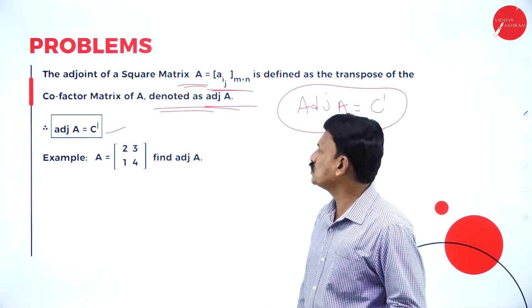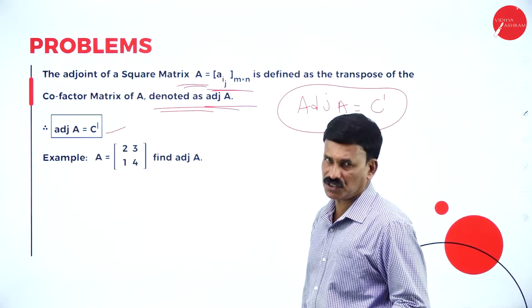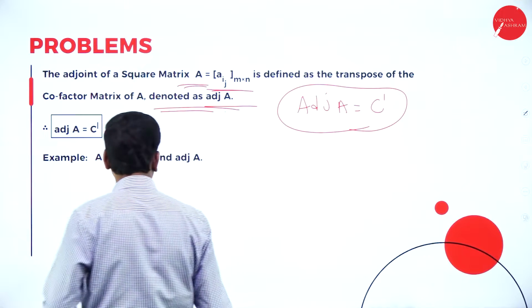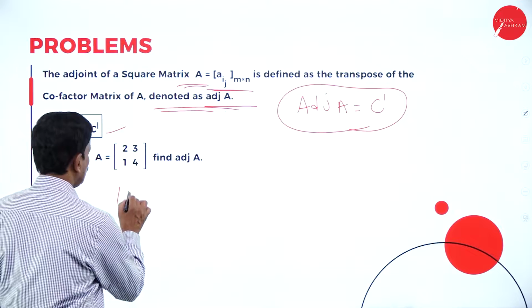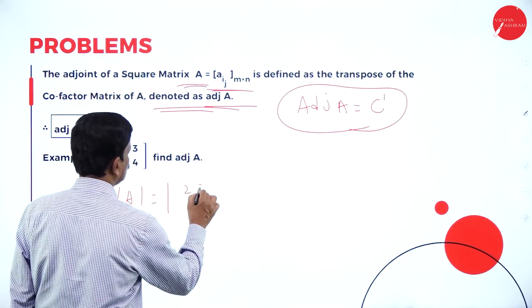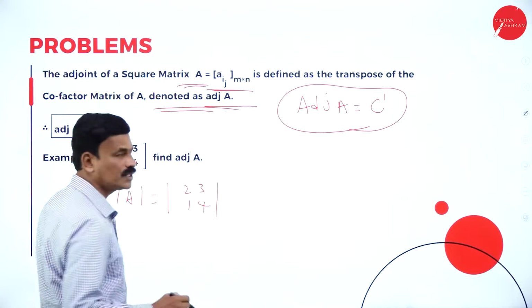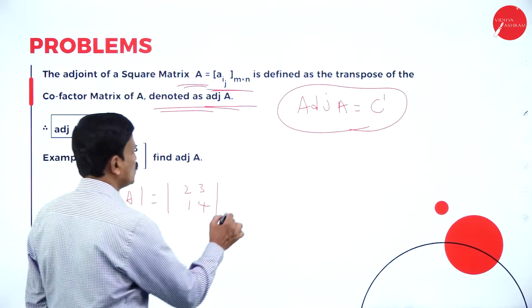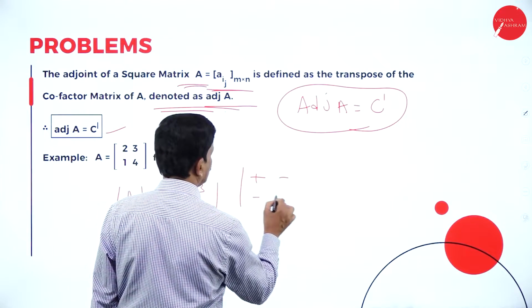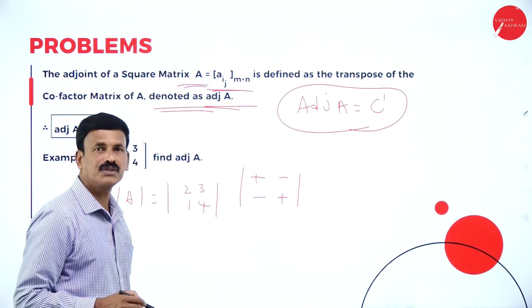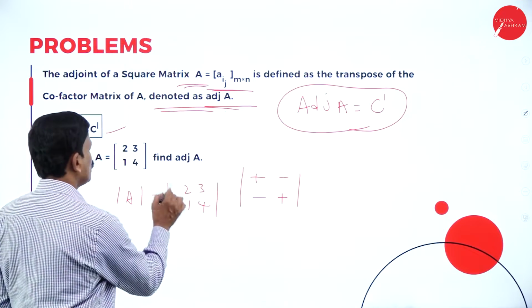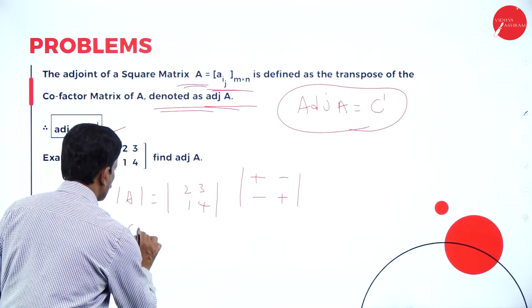If A is equal to 2, 3, 1, 4, find the adjoint of A. Now, just find out the adjoint of this. So, determinant of A is equal to the determinant of 2, 3, 1, 4. Find out the cofactors for this. As I told, if the minors are multiplied by the proper sign, then we are going to get the cofactors. The signs are plus, minus, minus, plus. Write down the cofactor.